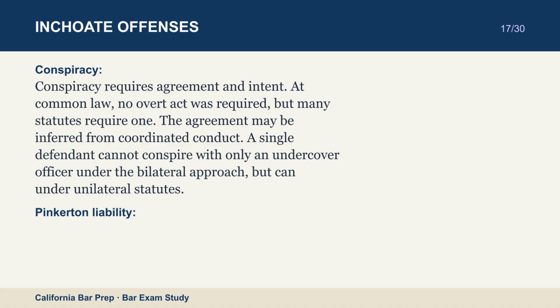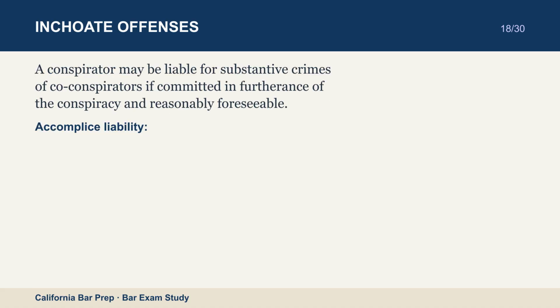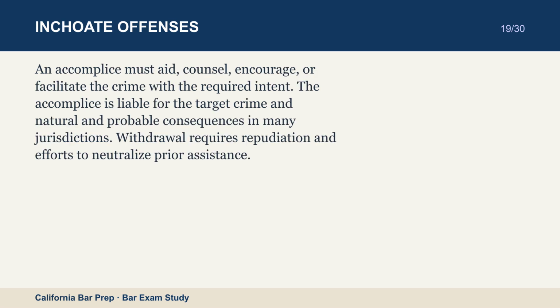Pinkerton liability. A conspirator may be liable for substantive crimes of co-conspirators if committed in furtherance of the conspiracy and reasonably foreseeable. Accomplice liability. An accomplice must aid, counsel, encourage, or facilitate the crime with the required intent. The accomplice is liable for the target crime and natural and probable consequences in many jurisdictions. Withdrawal requires repudiation and efforts to neutralize prior assistance.